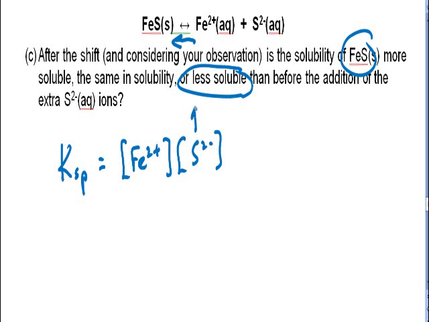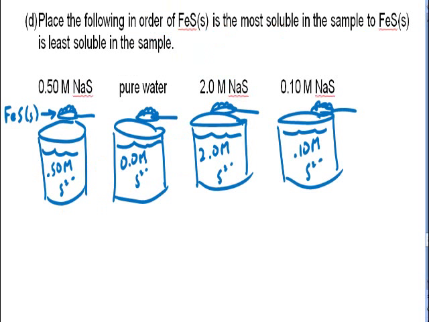Another way to look at this, mathematically, if the S2 minus concentration goes up, for this to remain equal to the equilibrium constant, that means the iron concentration has to go down. The iron concentration is going down because it's being taken up in the formation of additional iron sulfide solid. A lesser amount of the iron ions present, because we've added sulfide ions from an outside source, means that the iron ions become less, which means the iron sulfide is now less soluble because less of the material is dissolving into aqueous ions and more of the solid is remaining present.